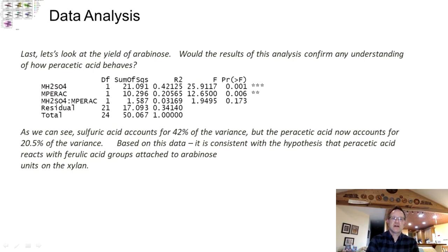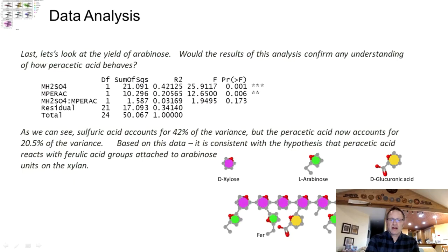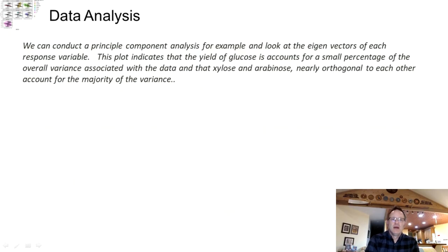So I did the analysis of variance there, and now you see that peracetic acid, the contribution or the explanation of the variance in the data is 20%. Still, no interaction here, but this is promising. Sulfuric acid, still 42%. So that's consistent with our hypothesis that the peracetic acid reacts with ferulic acid groups attached to the arabinose and xylan. So remember from this drawing here, there's their ferulic acid, and here's your arabinose units on the backbone of the xylose.